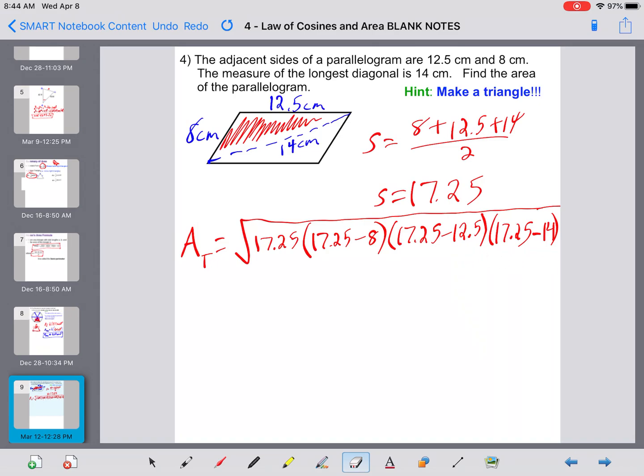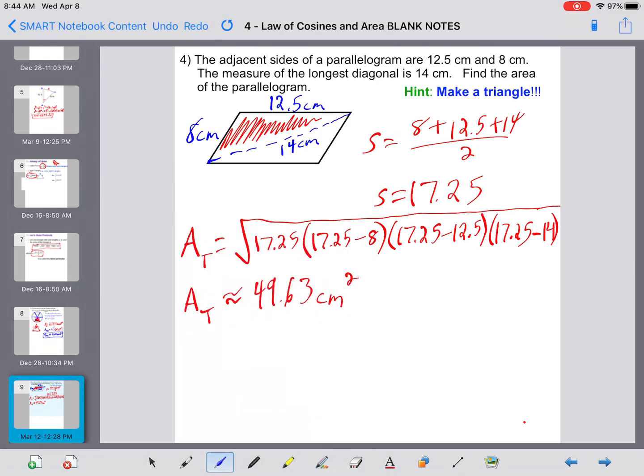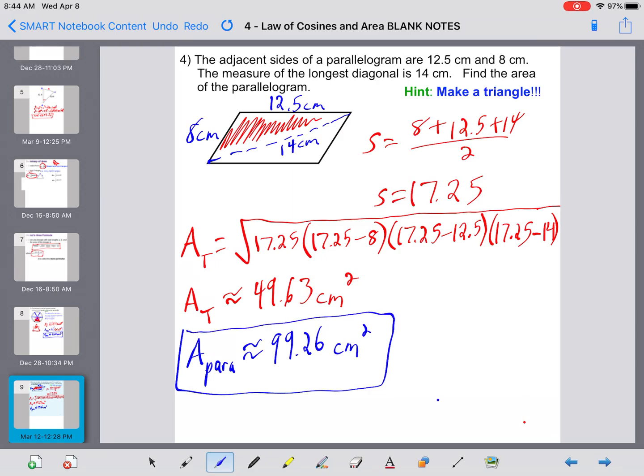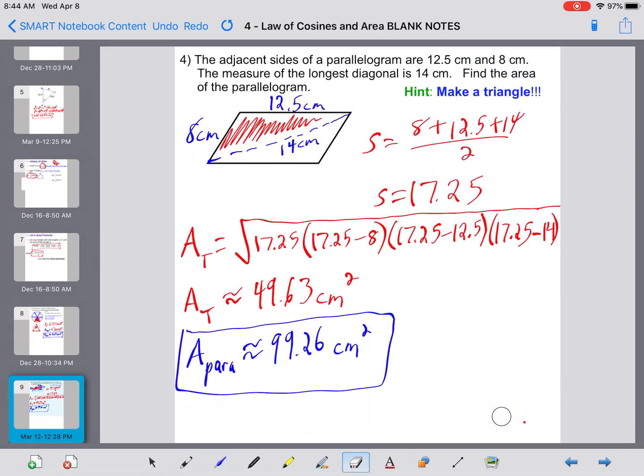You type it all into your calculator. Don't forget to do a square root. You could find the number underneath first and then square root it. It's up to you. But the area of the triangle would be approximately 49.63 centimeters squared. Be careful. That's not the answer to the question. The question is, what is the area of the whole parallelogram? So then you just have to double that. So the area of the parallelogram is approximately 99.26 centimeters squared. All right. So that's a good example of Heron's formula. Back here was a good example of the oblique triangle area formula.